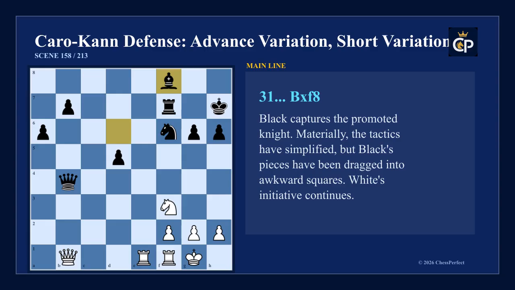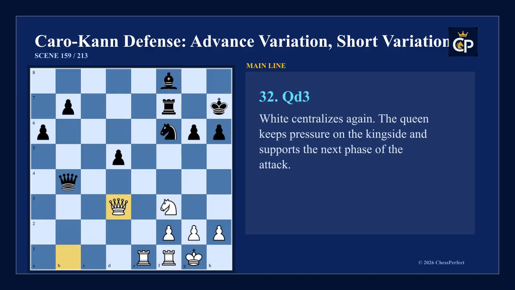Bishop takes f8. Black captures the promoted knight. Materially, the tactics have simplified, but Black's pieces have been dragged into awkward squares. White's initiative continues. Queen d3. White centralizes again. The queen keeps pressure on the kingside and supports the next phase of the attack.